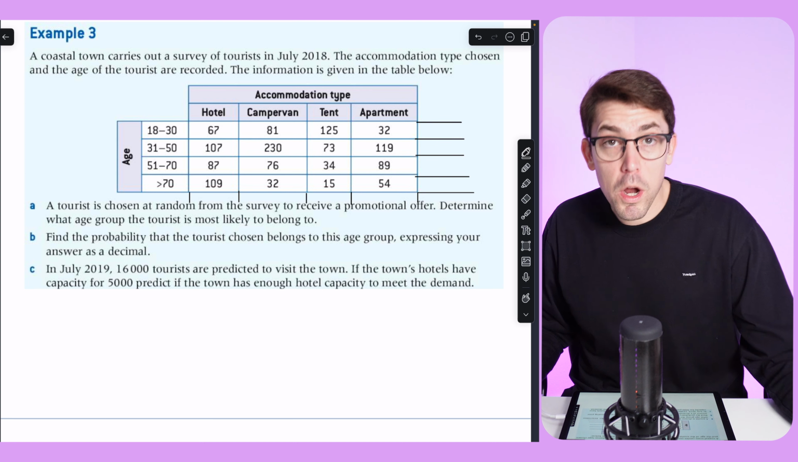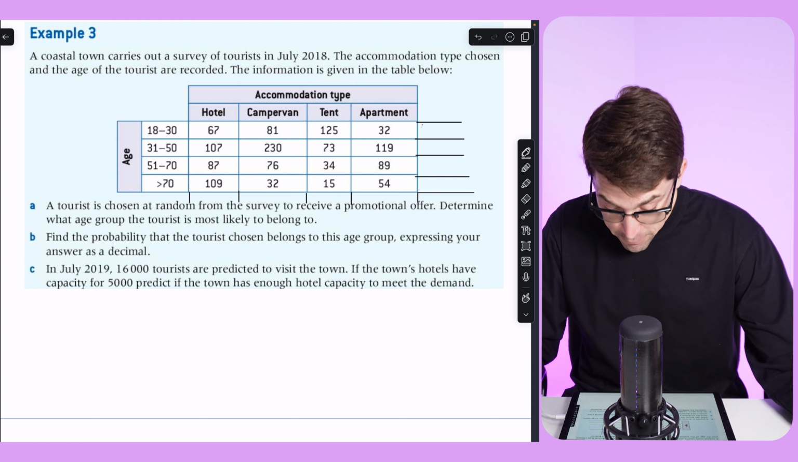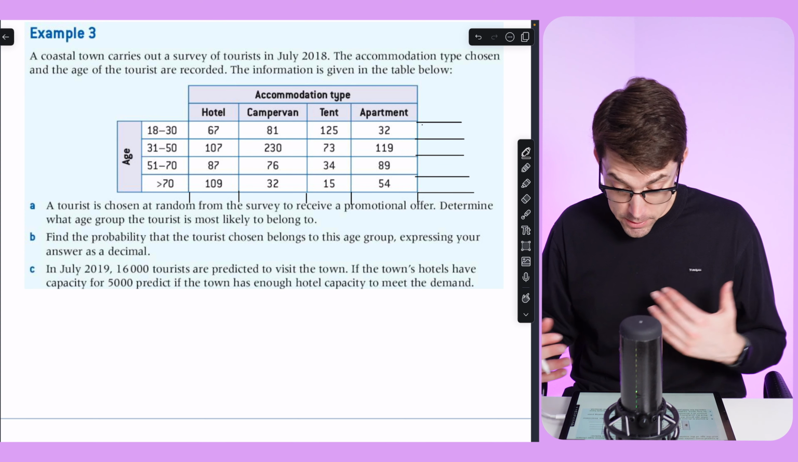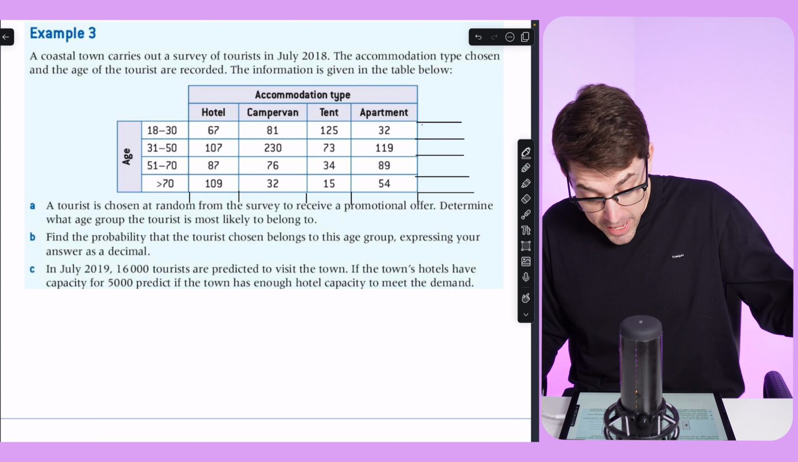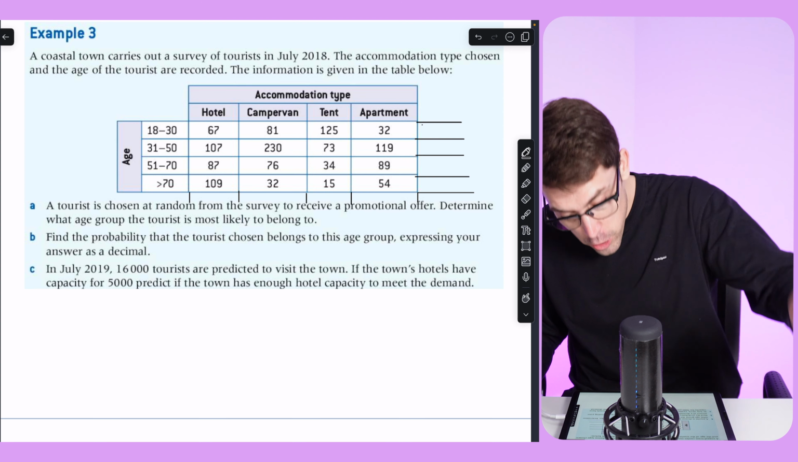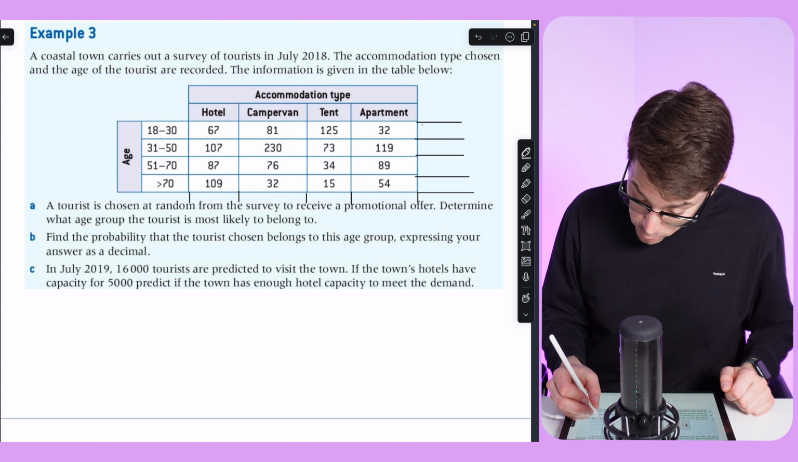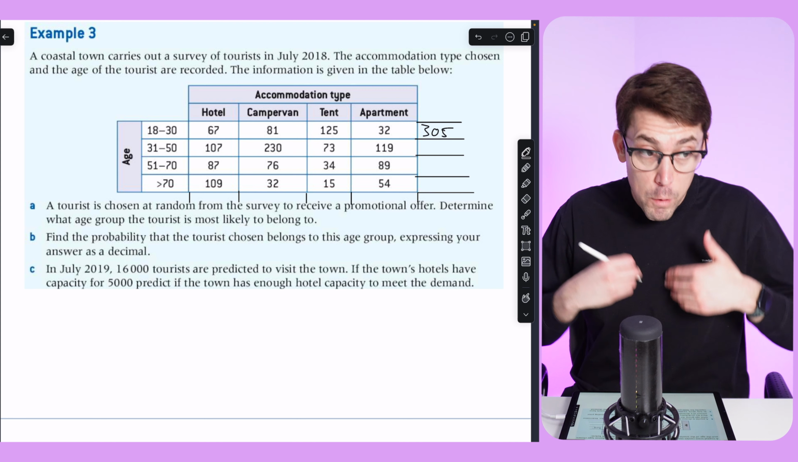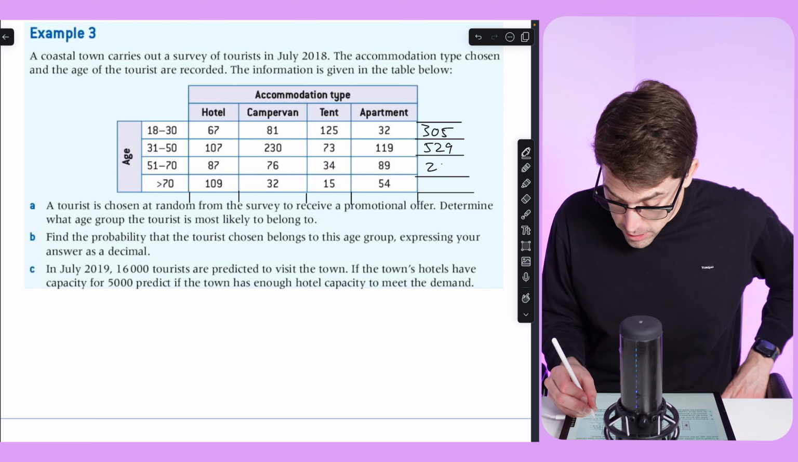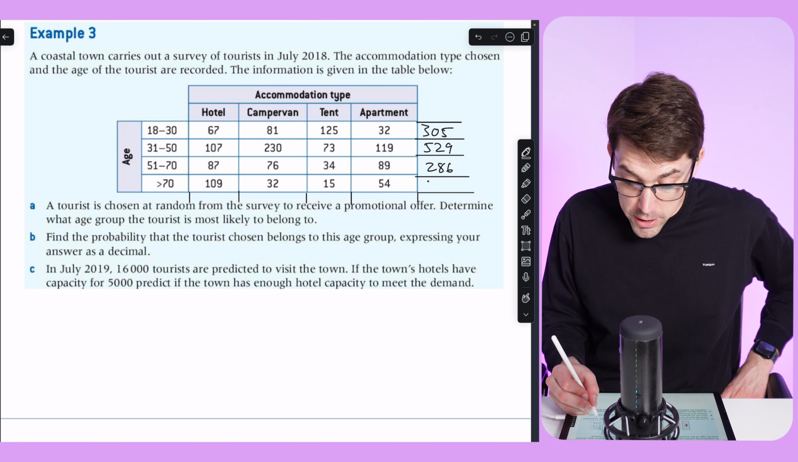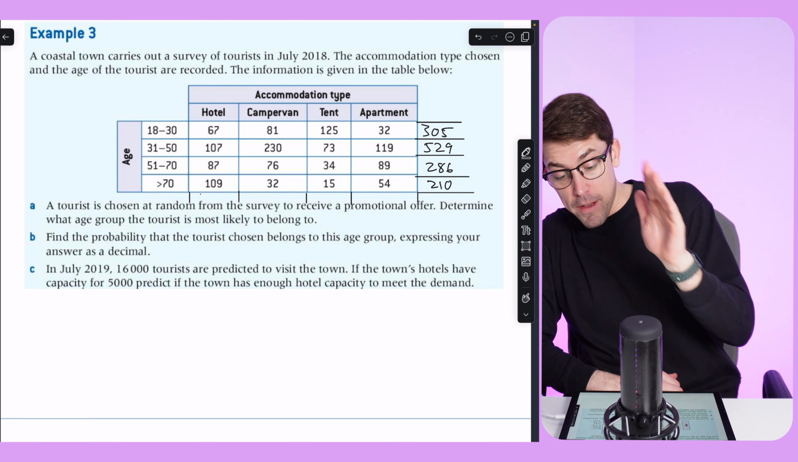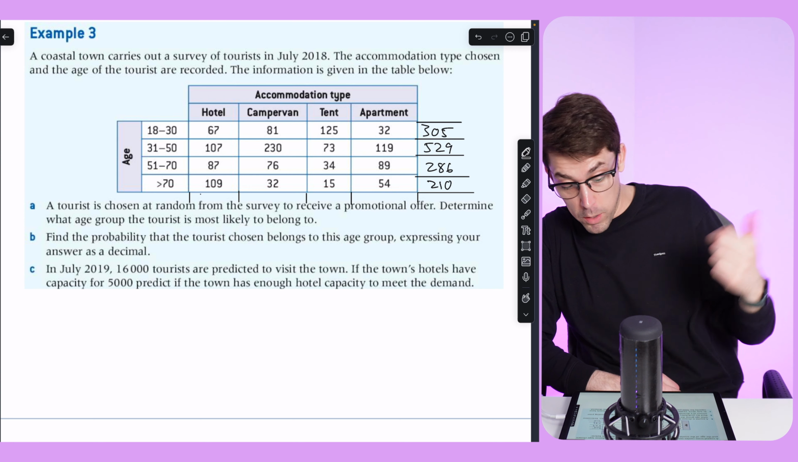So let's go and do this. Okay, so what I want to do is add up the different totals for my age groups and then my different accommodation types, and I'll show you why in a second. In the 18 to 30 group, we have 67 people in a hotel, 81 in a camper van, 125 in a tent, and 32 in an apartment. So that means we're going to have a grand total of 305. If we repeat the same process, we'll have this at 529, we'll have this at 286, and then we'll have this at 210. So go ahead and try on your own the ones for hotels, camper vans, tents, and apartments and see if it matches up with what I have here.